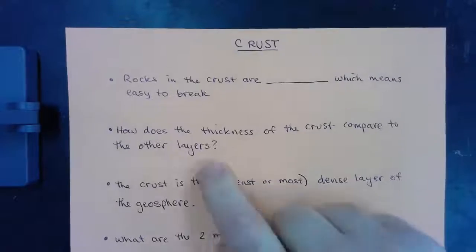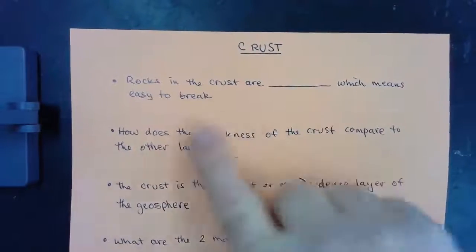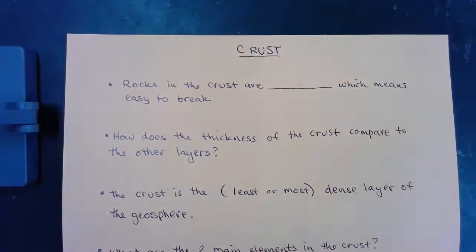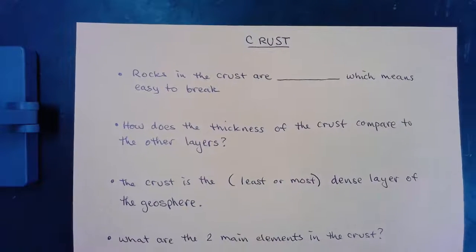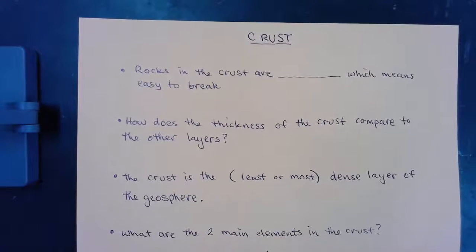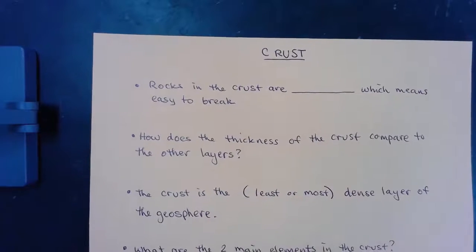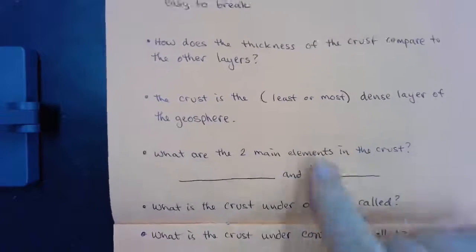All right, so here's rocks in the crust are blank, which means easy to break. So you're going to find a word that's probably a sentence right out of the text, or something very close to that. If it's not exact, don't get all panicked. Okay, this one you're going to circle either most or least. So there you go. Then the next one here is on the mantle.